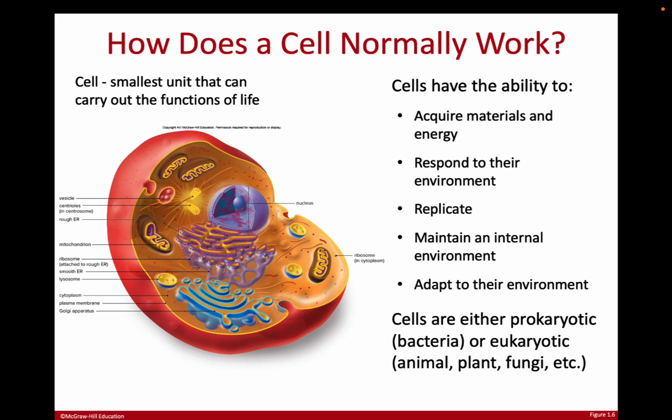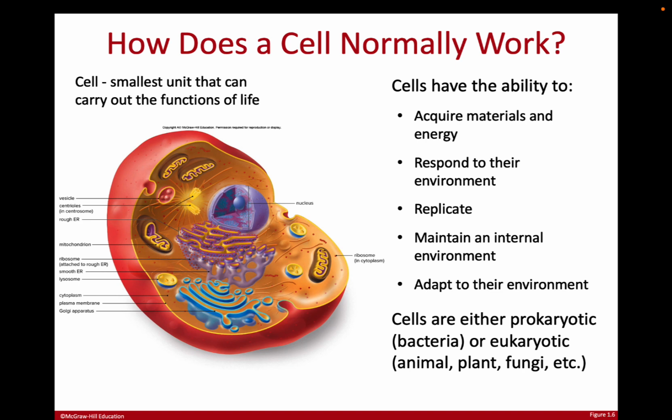It can acquire materials and energy, so it can take in products that give it energy to use to run its cell. It can also take in products that give it molecules to run in the cell. They respond to the environment, so they have some way of detecting the environment and then signaling to itself from those environmental signals what to do. They replicate, meaning one cell can divide to make more cells.